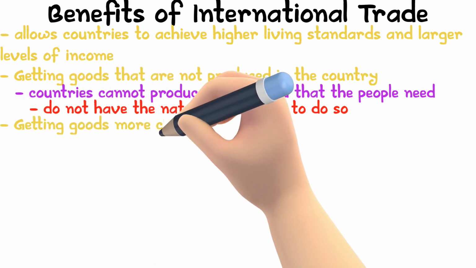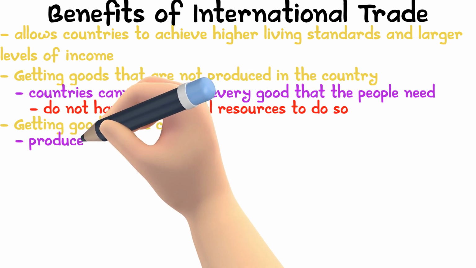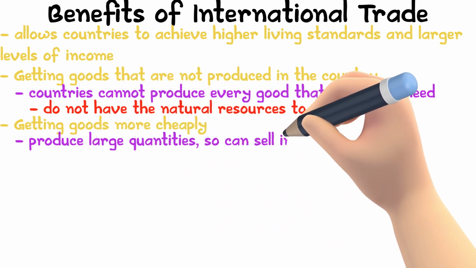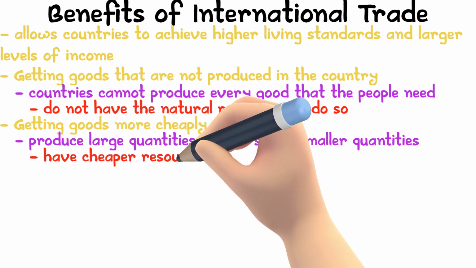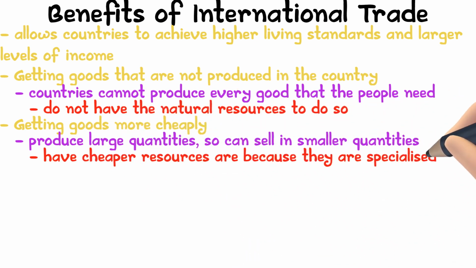Getting goods more cheaply. Some countries produce goods in large quantities, which allows them to sell them for cheaper prices. This could be because they have cheaper resources and because they are specialized in that field. This allows more global sales.